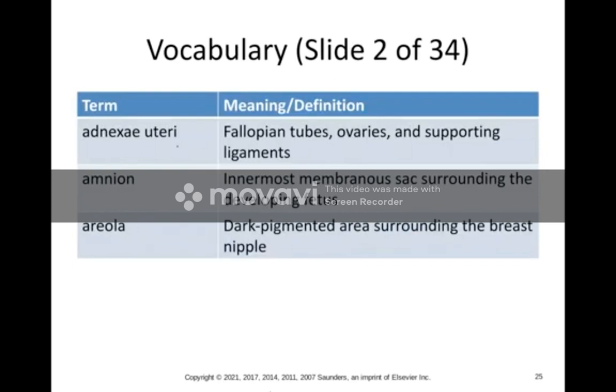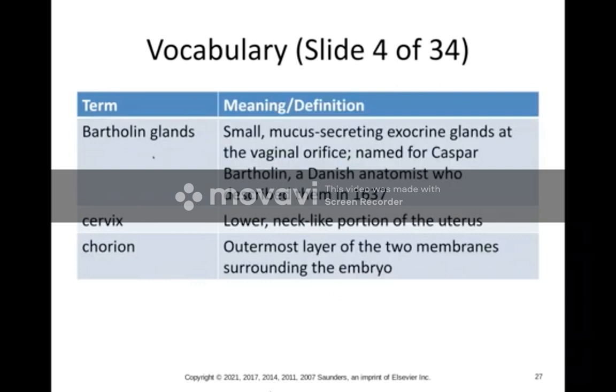Okay, so our terms. Adnexae uteri, that is the fallopian tubes, ovaries, and supporting ligaments. Amnion is the innermost membranous sac surrounding the developing fetus. Areola is the dark pigmented area surrounding the breast nipple. Bartholin glands are small mucus-secreting exocrine glands at the vaginal orifice. These are named after Caspar Bartholin, who was a Danish anatomist who described them back in 1637.